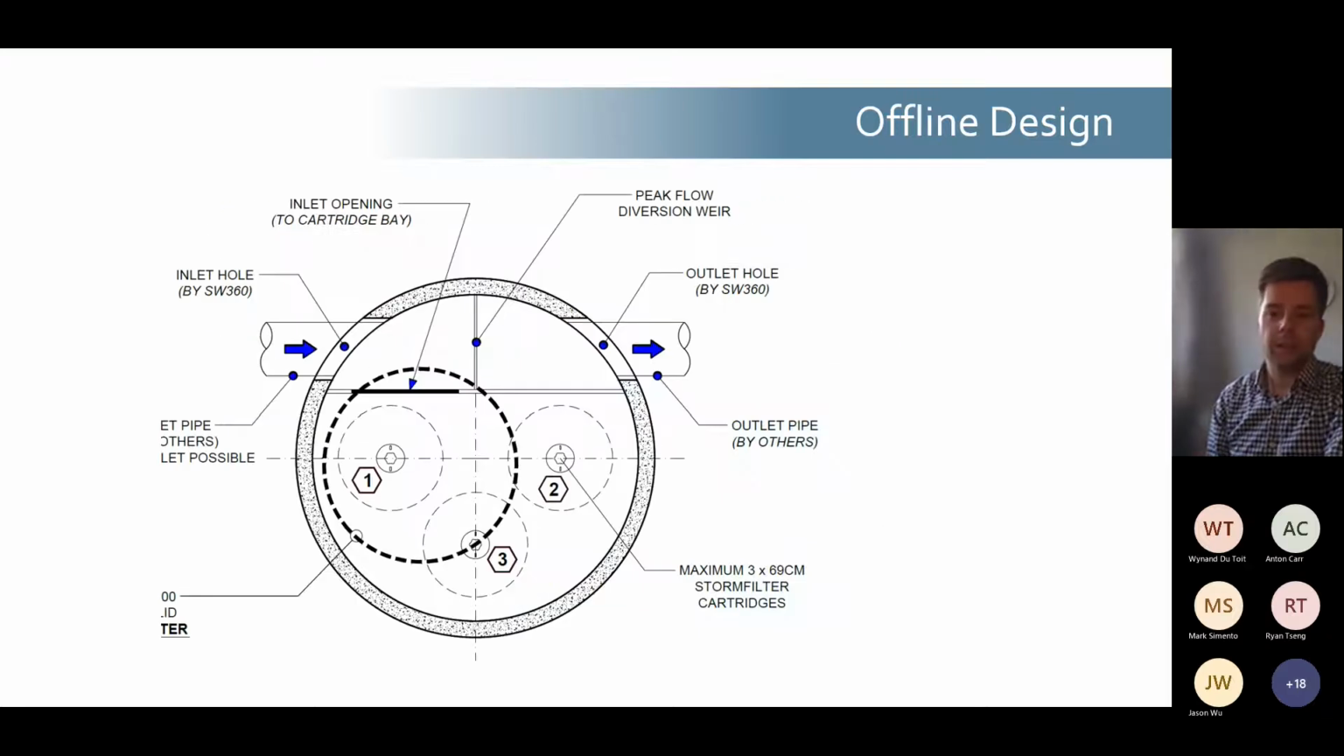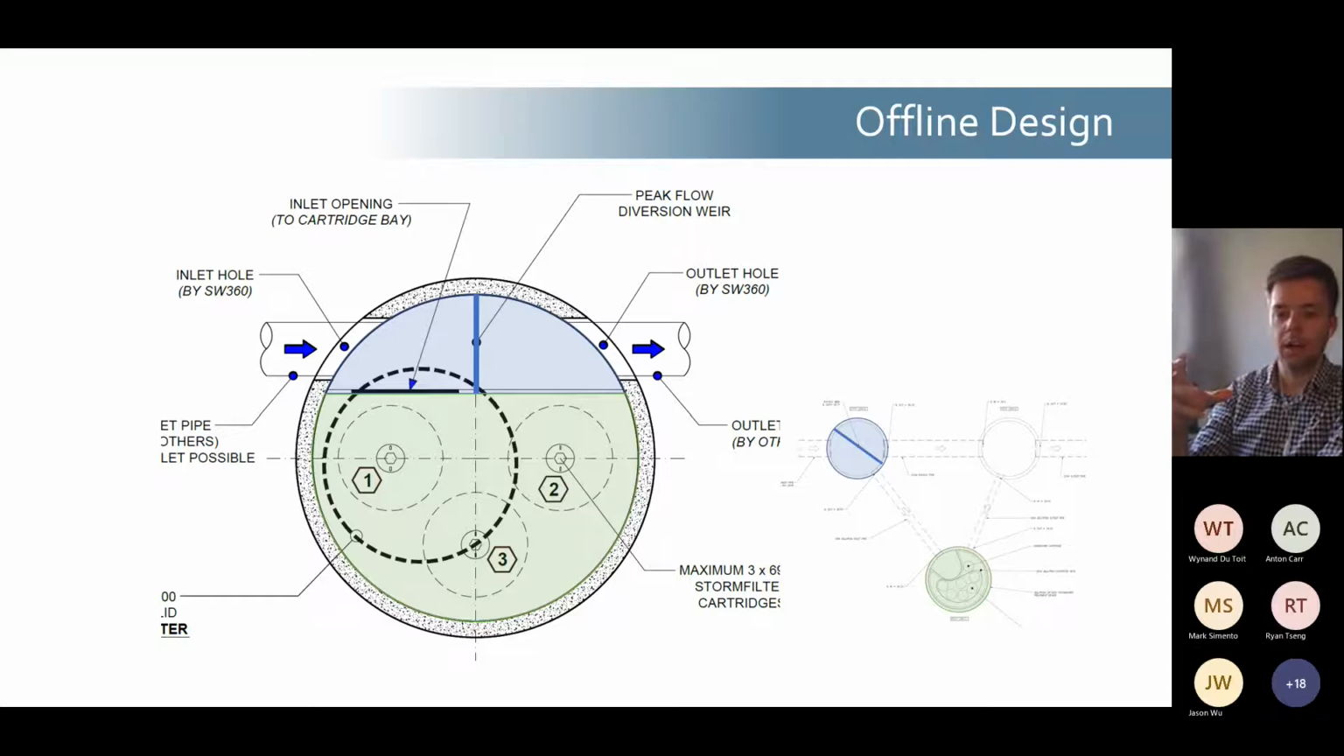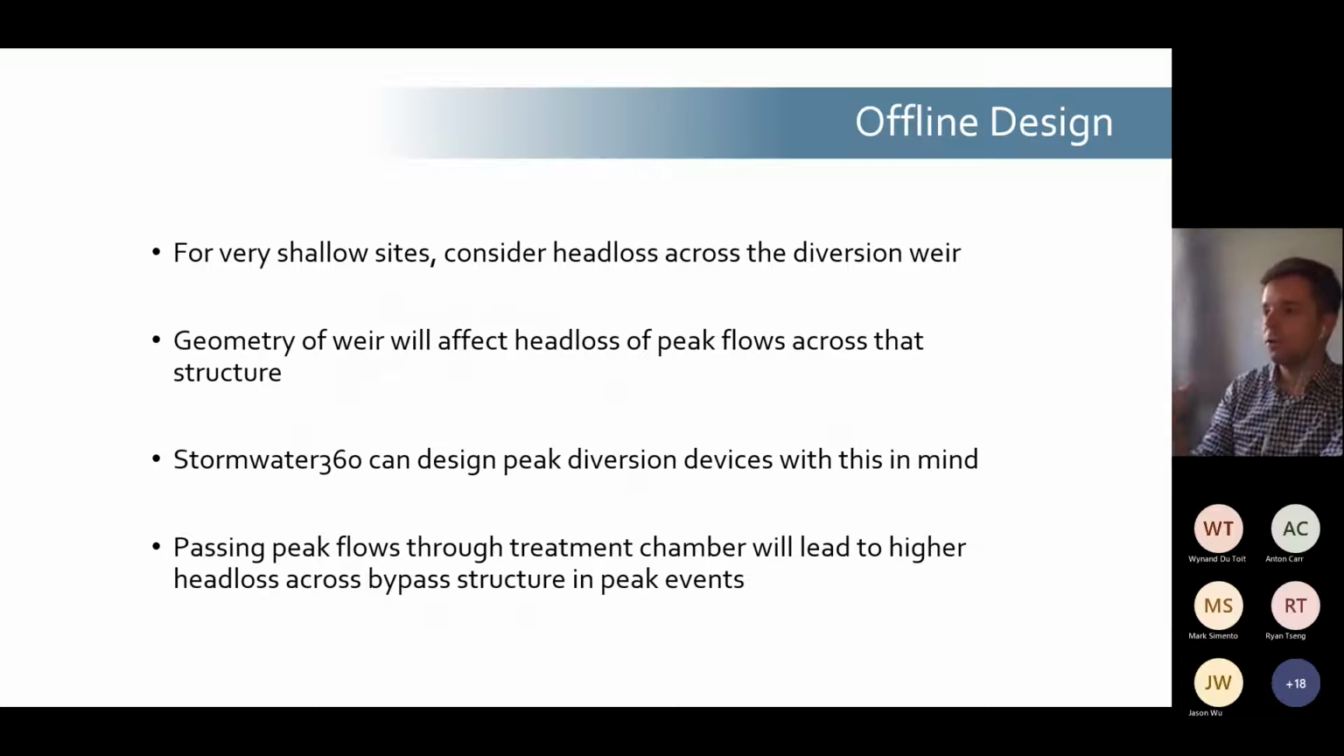With the StormFilter, we have the option of providing that within one structure. So instead of having an upstream manhole, we can provide one structure. So we have the bypass chamber with the bypass weir and the treatment chamber. And if we compare that to the offline design with an upstream manhole, you can see here that we are keeping the treatment chamber and the bypass structure separate. For very shallow sites, we've got to consider the head loss across the diversion weir.